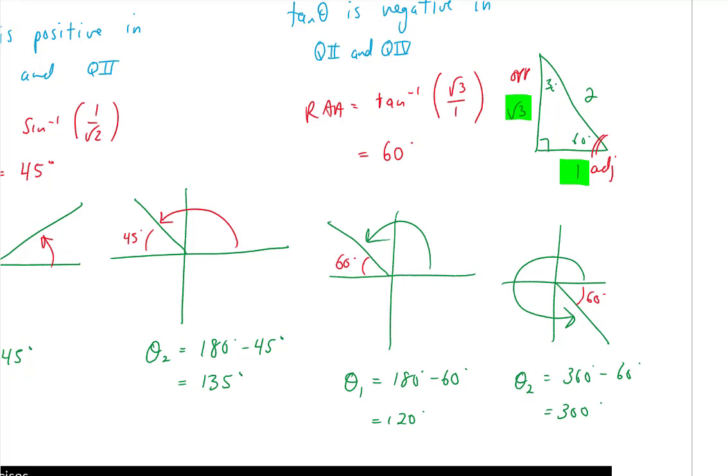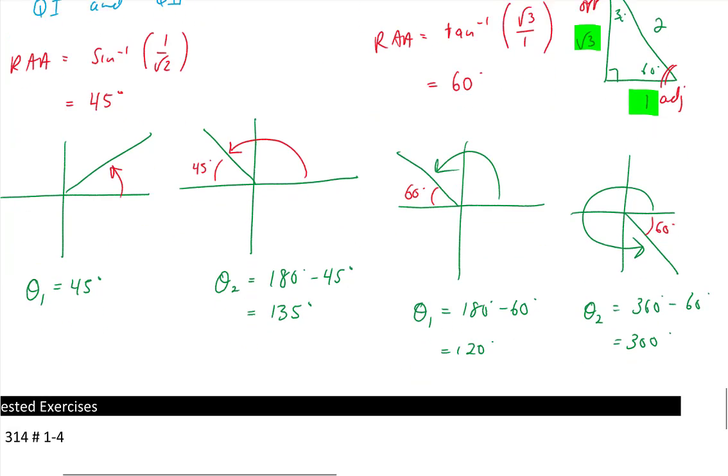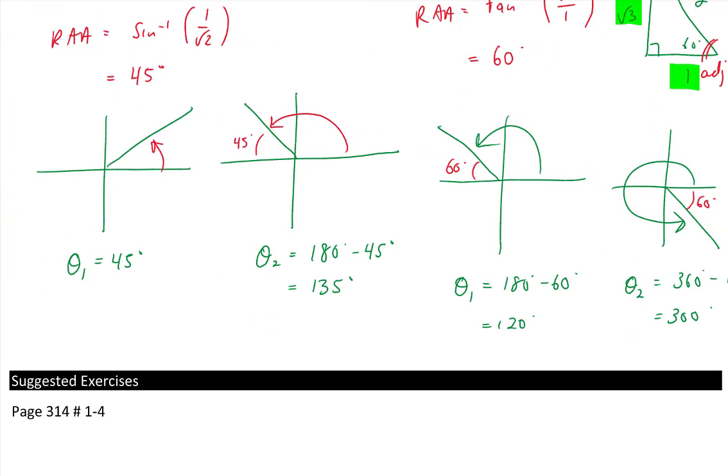And again, you can always go back and check your work by typing in the tan of 120, the tan of 300, and you should get the same answer, which is equivalent to root 3 over 1. Try the following questions.